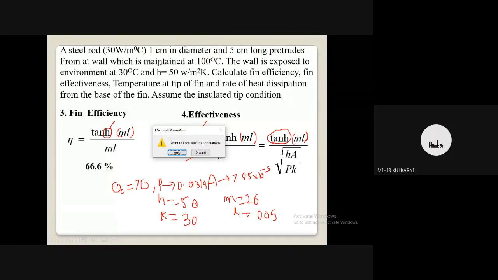Sir, effectiveness is 13.34. Now it is more than 1. I have not calculated effectiveness here, that is not asked in the problem; I purposefully put it. Many of you calculated tan of hmL, therefore you got different answers. It is not tan of hmL, it is tan H of mL. Tan H is a hyperbolic function.